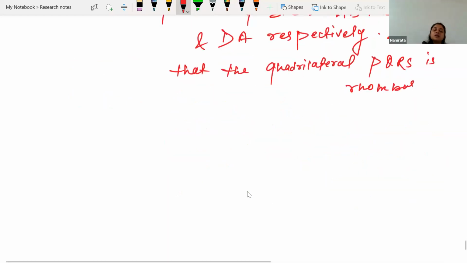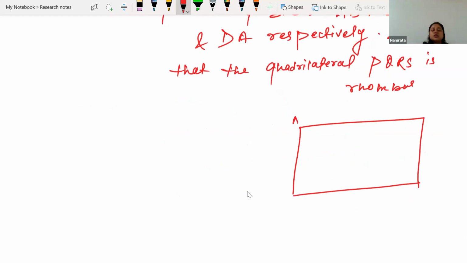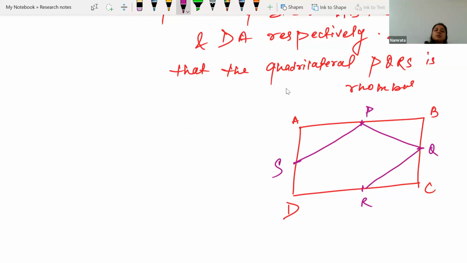So if ABCD is a rectangle, I'm going to leave this theorem for you. You try it and do let me know whether you are able to do it or not. I'm just going to give a hint over here. This is P, this is Q, this is R, this is S. If we join them, we will get a rhombus. That's what we have to prove. ABCD is a rectangle and P, Q, R, S are the midpoints. That much is already given.